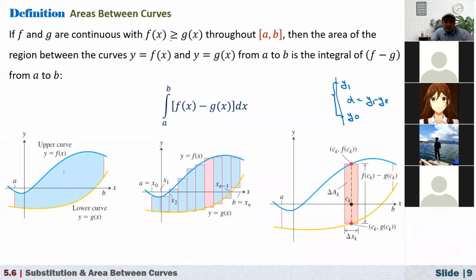That's why in the condition we are saying that if f is greater than or equal to g throughout AB, if we just take its difference, it gives us the height of this particular rectangle. And how about its width? Its width is just delta x. And that's why if we just collect them all, it gives us this definite integral of f minus g.